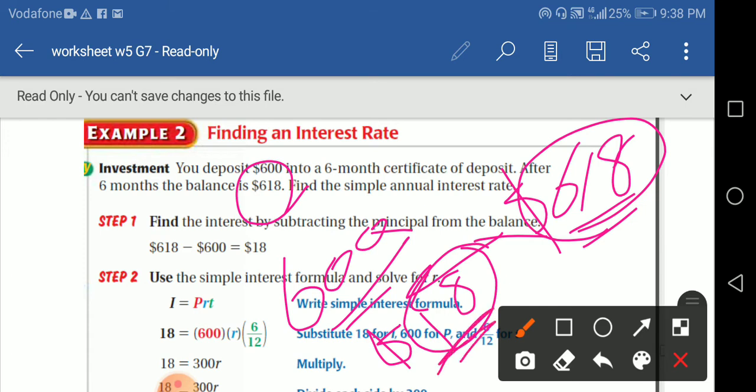To find the interest, this is the interest, and it's very easy. I subtracted the principal from the new balance, which gives me the interest.